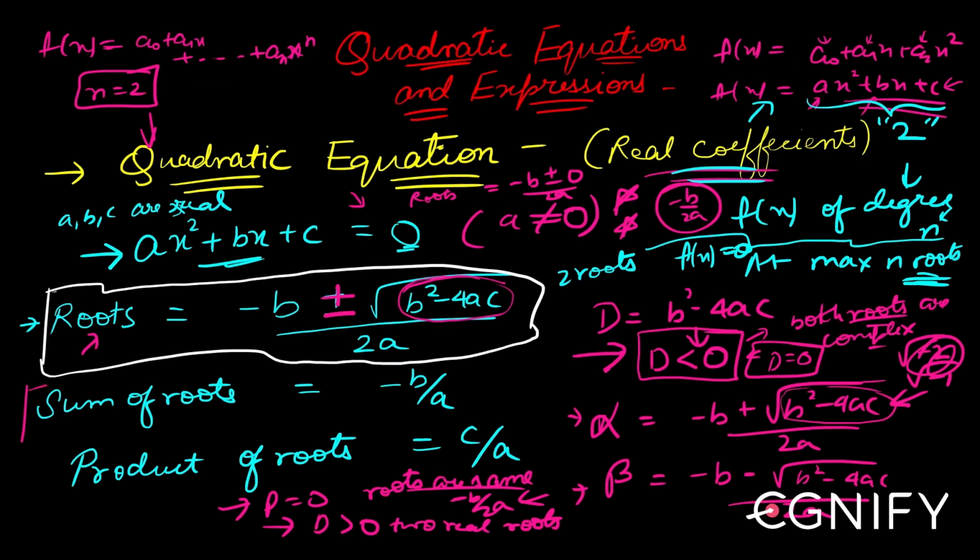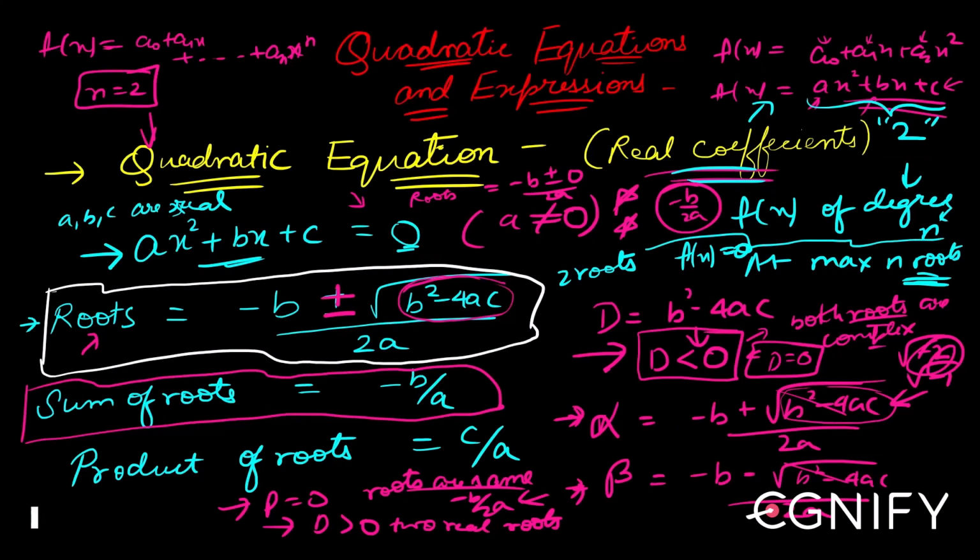Coming to sum of roots. So for this quadratic equation, what is the sum of roots? So your first root is alpha, second root is beta. If you add these two, this root b square minus 4ac part gets cancelled, right? And you'll have a minus b by 2a. So alpha plus beta will be equal to minus 2b by 2a or minus b by a. So minus b by a, or coefficient of x divided by coefficient of x square with a negative sign. That is what your sum of roots is.